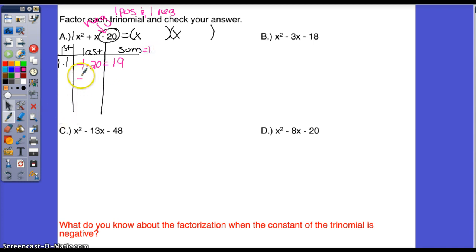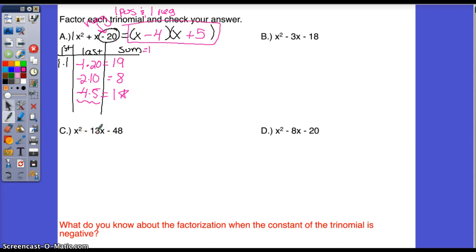I could have had negative 2 times 10, but when I sum that together, that only equals 8, which is definitely not it. How about negative 4 times 5? Oh, that equals 1. So it looks like I found it. Since I have one positive and one negative, I'll have x minus 4, x plus 5. And again, you could check it by distribution.